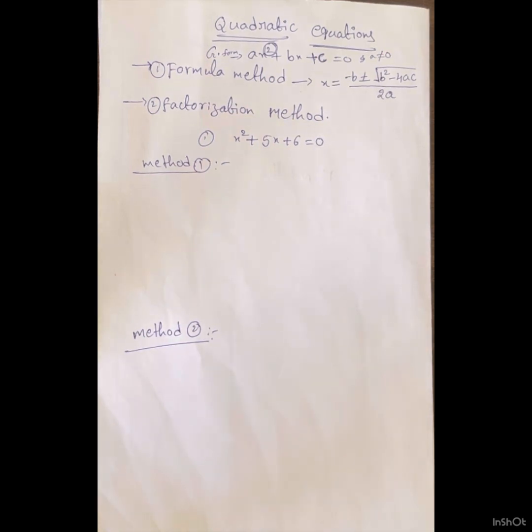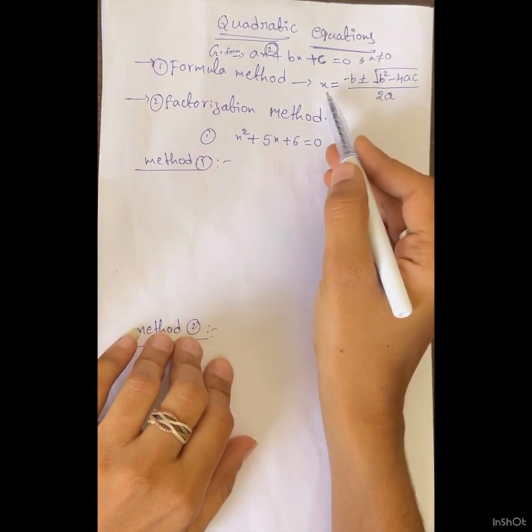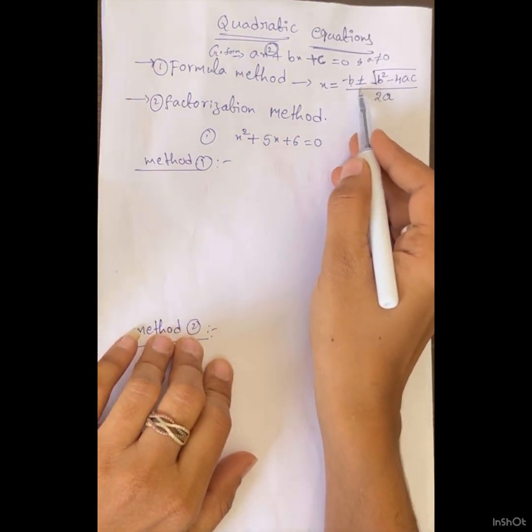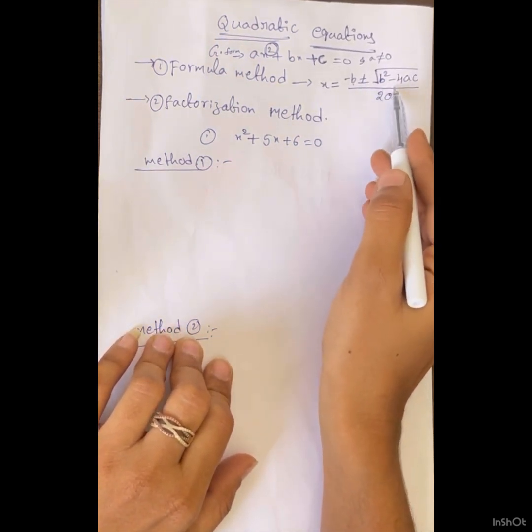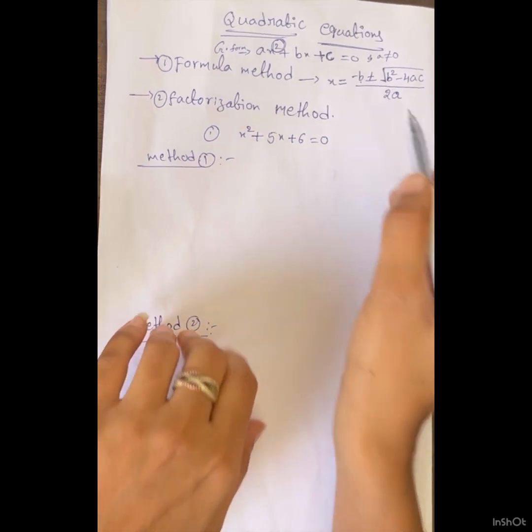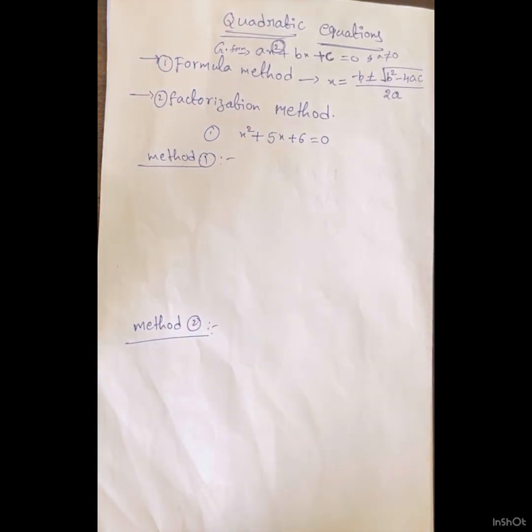So what is the formula? Only one formula is there, that is x is equal to minus b plus or minus square root of b square minus 4ac, divided by 2a. This is the formula. You must remember this formula. This is enough for calculating the roots of the quadratic equation. Okay, and this is the formula method. Next, another one is factorization method.